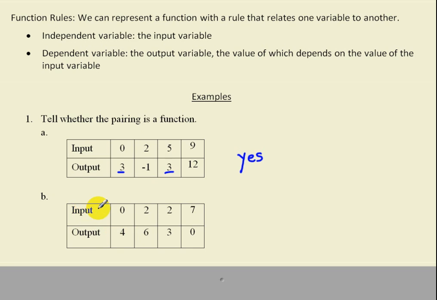In our second example, part B though, 0 gives us an output of 4, 2 gives us an output of 6 in the first case, but then in the second case, an output of 3. That is not good. We cannot have the same input giving us different outputs. So this is not a function.